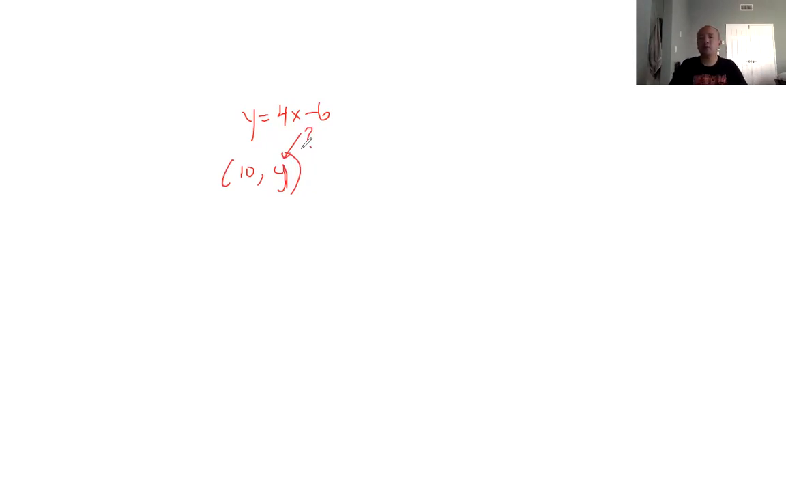With the equation, it makes it so much easier, because all we have to do is plug in the 10 for the x and solve for the y. It becomes y is equal to 4 times 10 minus 6. 4 times 10 is 40, minus 6, so y is equal to 34. So if x is 10, the y is equal to 34.